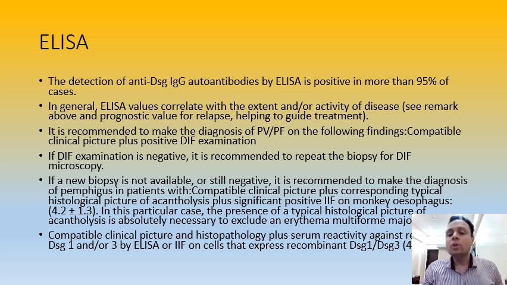Normally there will be levels like 0 to 14, 14 to 20, more than 20, depending upon which desmoglein we are talking about. Desmoglein 1 and desmoglein 3 have different titers. In general, ELISA correlates with the extent and the activity of the disease. It is recommended to make the diagnosis of PV or PF on the basis of compatibility with the clinical picture plus DIF finding and ELISA.